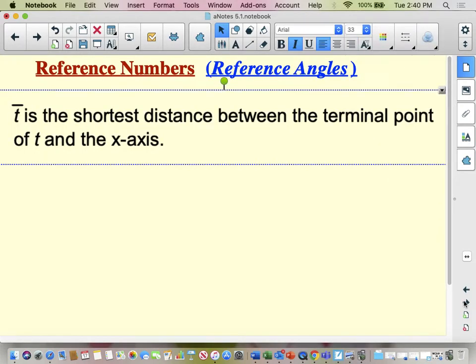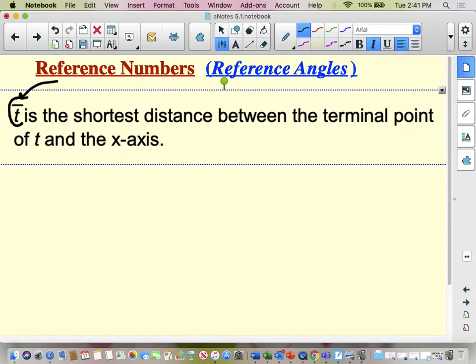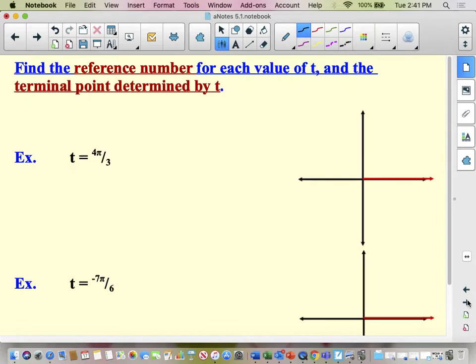So the first thing you have to recall is probably what you call the reference angle in Algebra 2. In your pre-calc book, it's called a reference number. It's the same thing. Okay, so reference number, first and foremost, notation, is t with a bar above it. Okay, so a reference number is the shortest distance between the terminal point of the angle and the x-axis. Okay, you need to know that, and then I'm going to clearly give you some examples. So the shortest distance from the terminal point of the angle and the x-axis. Okay, so for example, if you have 4/3 pi, okay, so t is 4/3 pi.